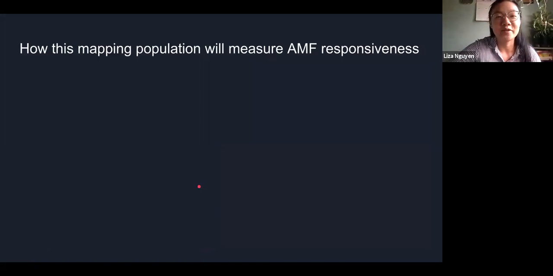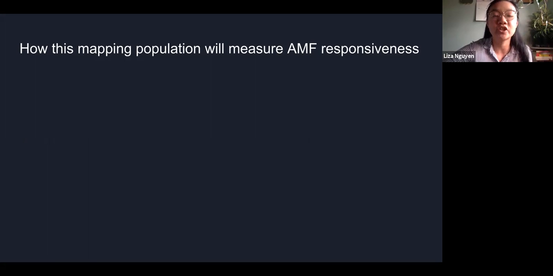Okay, so I've talked a lot about how I'm making this mapping population and how I'm optimizing the genotyping, but I just wanted to spend a little bit of time at the end talking about how exactly this mapping population will be used to measure mycorrhizal responsiveness. So this summer, after selfing down, we'll have completed the 800 or so families, which can then be planted in field trials and evaluated for whatever traits we're interested in.